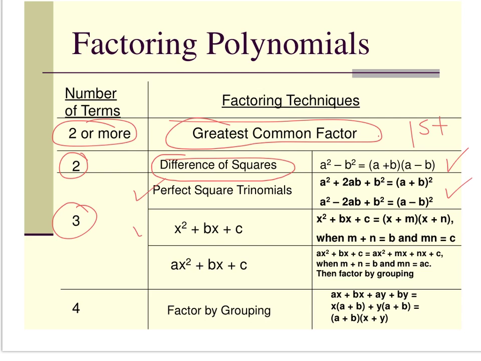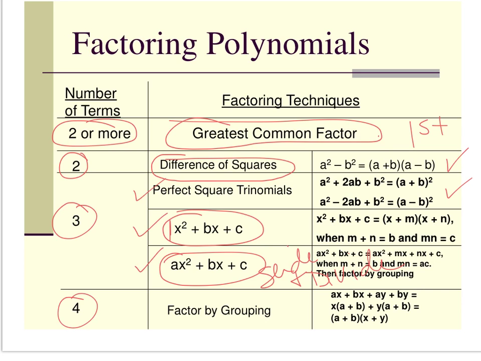And then you're going to look for our first factorization of trinomials, where the coefficient in front of the x squared is 1. Or, if it's not 1, you're going to use our slide and divide method. And then, if there are 4 or more terms, the only way to factor is by grouping.